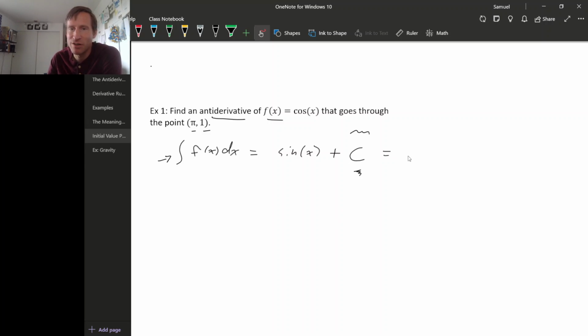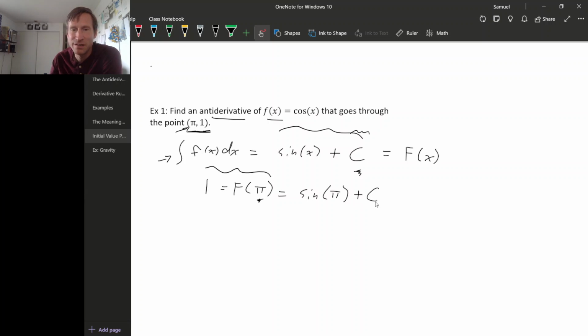So this is, let's call this capital F because this is our antiderivative. But we want our antiderivative to go through this point, (pi, 1). Well, that means that F of pi should be 1. Right? This equation is expressing the idea that our antiderivative, capital F, ought to go through this point. Well, we have a formula for capital F, right? It's up here. So what we can do now is turn around and plug this x value, pi, into our formula. And we get sine of pi plus c.